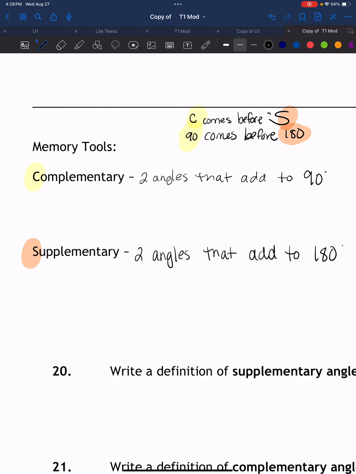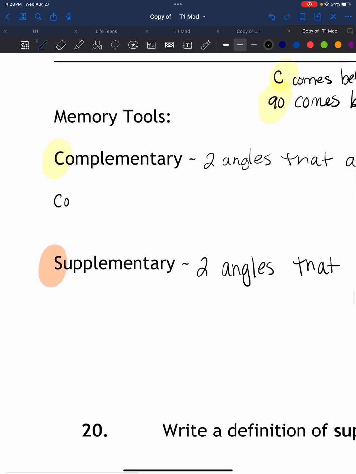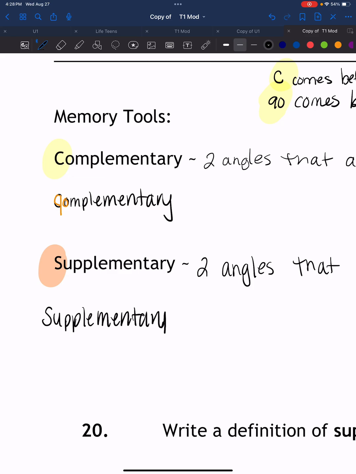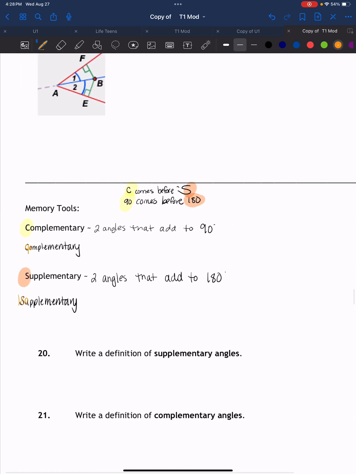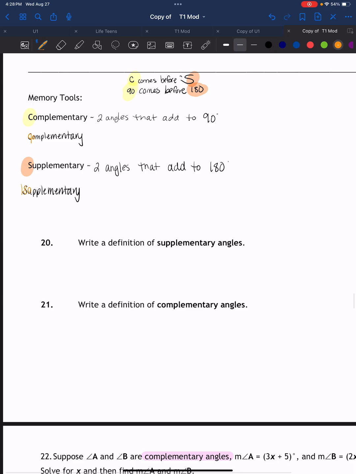I've also seen people, when they write the word complementary, and this doesn't really make sense to me, but I've seen people put a line there and then it kind of looks like 90. And then I've also seen people write supplementary, and connect this to kind of make an 8, like a 180. I don't really know. That doesn't really stick to me. But whatever the case is, you've got to be able to remember the difference between complementary and supplementary angles.